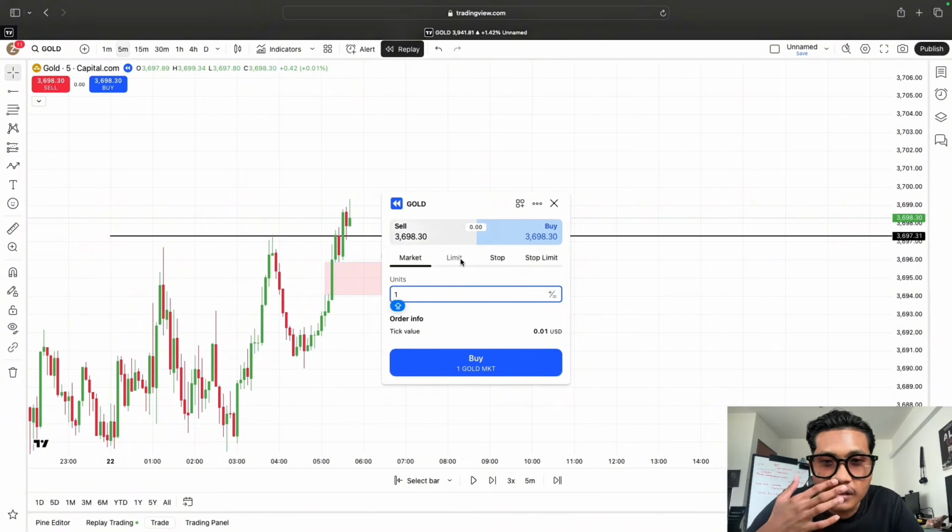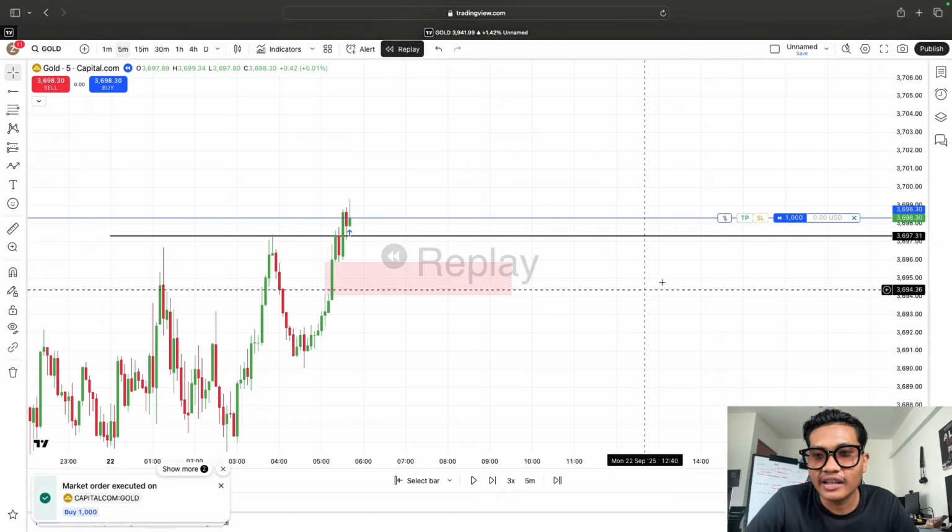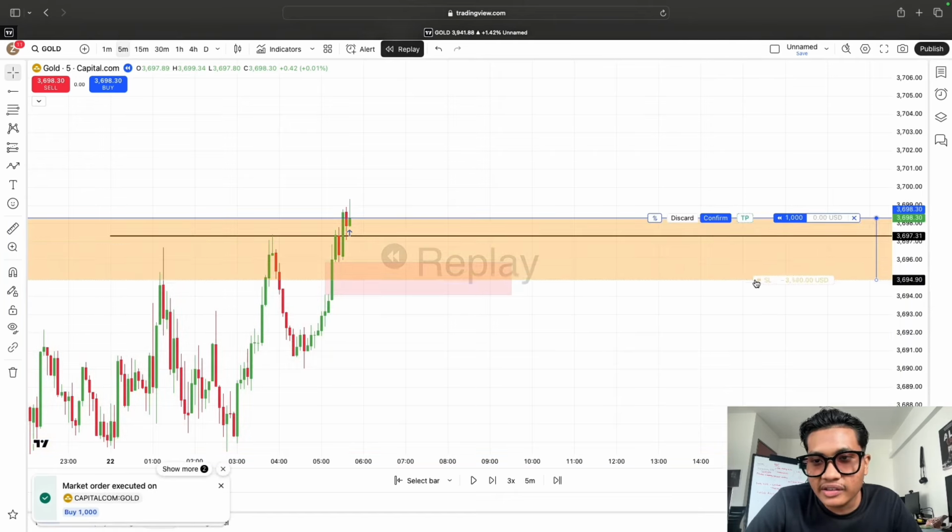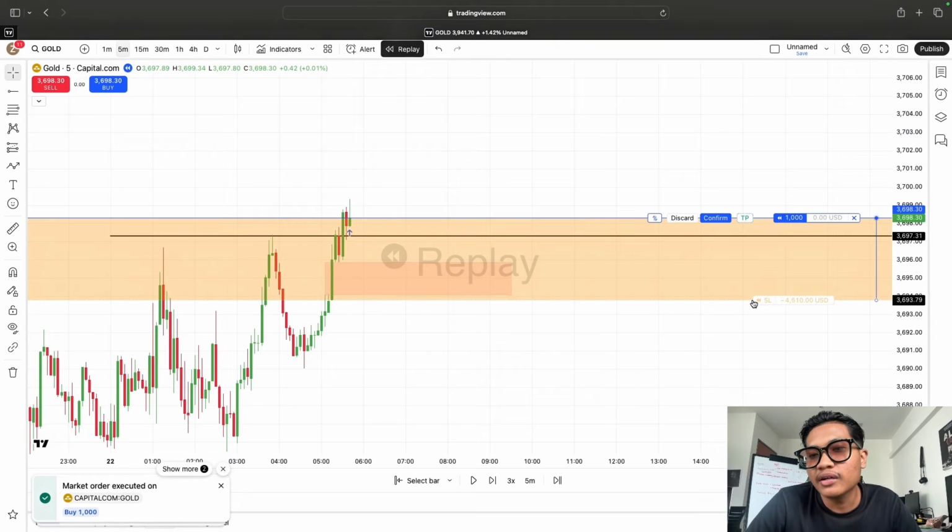Okay, let's say we went with a 1.0 lot. Oh, this is 0.01. Let's try 0.00. No. Let's just play with this. 1000. Lot 10. Okay. My SL will obviously be somewhere around here, below the FVG.